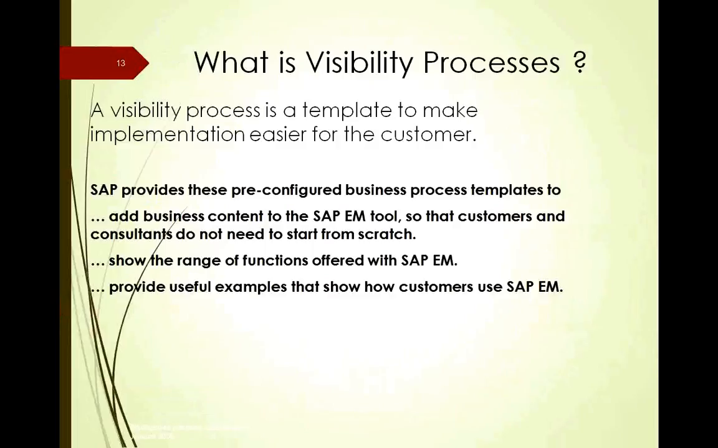So for example, a visibility process. A visibility process is a template to make implementation easier for the customer. So you know there are certain pre-configured scenarios within the event management system which is integrated with your various purchasing processes, sales processes, production processes, warehouse management processes. So there are certain predefined events. As I've said, for purchasing processes, you have your purchase order, your goods receipt, and the invoice verification.